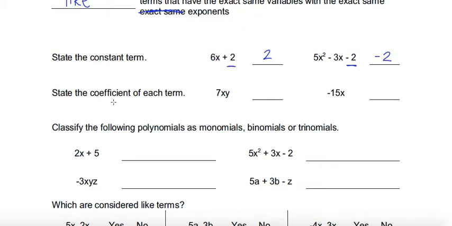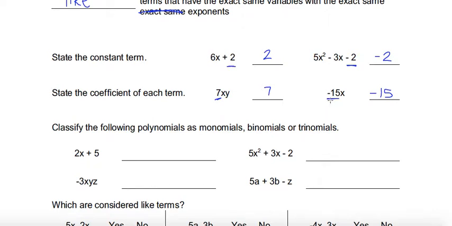The coefficient is the number directly in front of a letter or sometimes a group of letters like 7xy. So the coefficient in this term is 7 and the coefficient in this term is -15. Again, we keep the sign that's directly in front of the number. In the first one it's positive, in the second one it's negative.